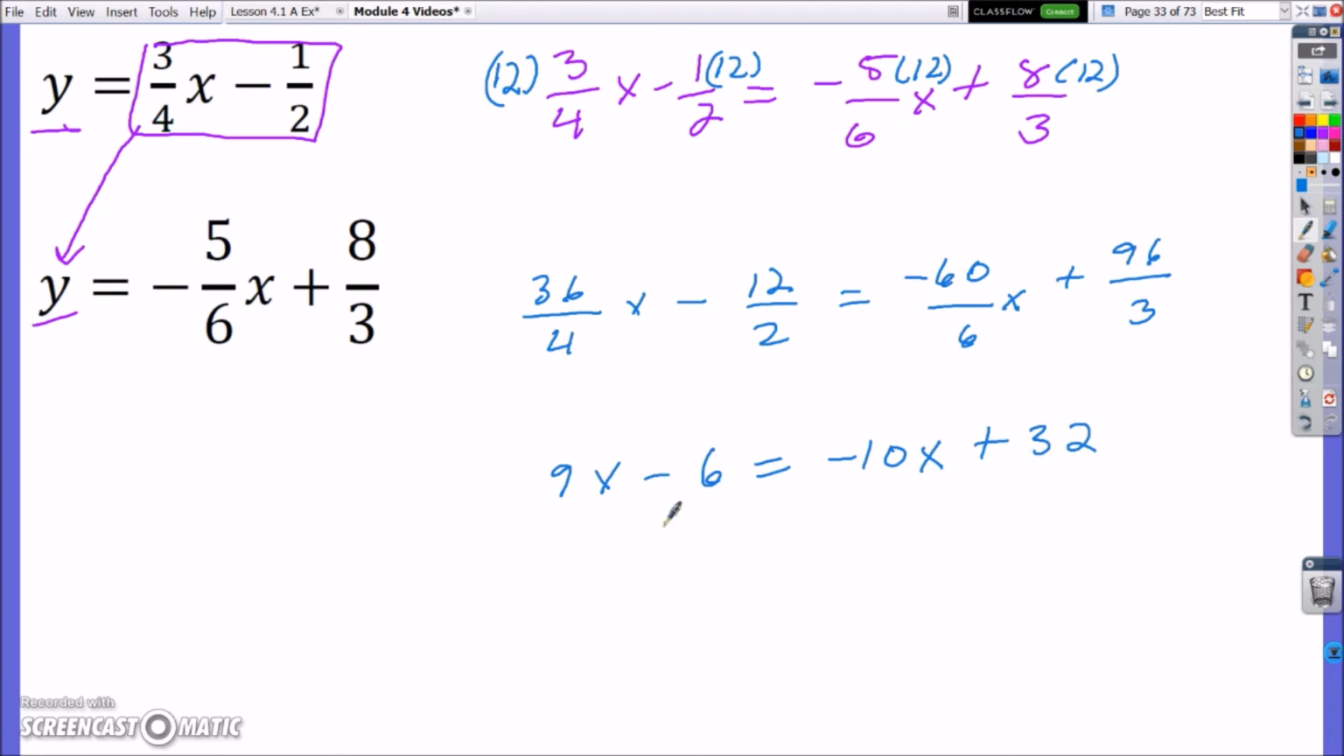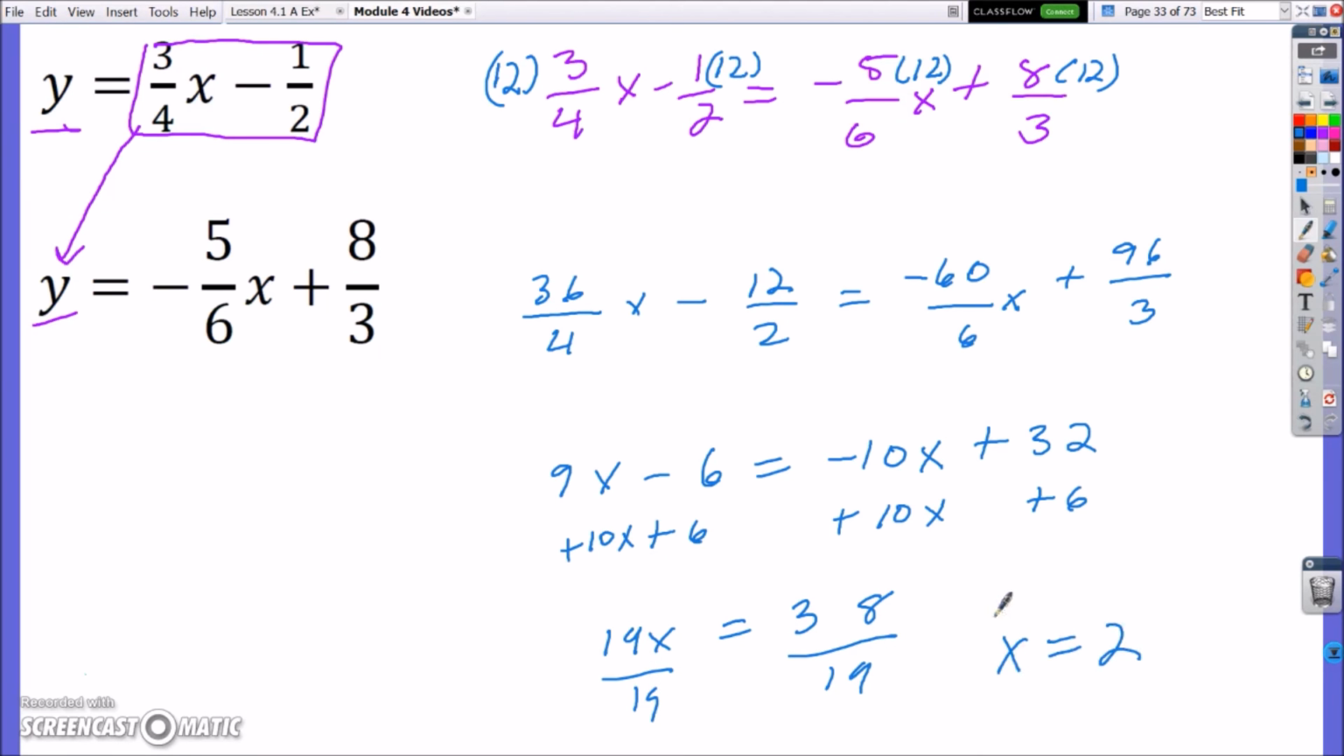All right, so then from here I would add 6 on both sides, and I would add 10x on both sides. This would then give me 19x is equal to 38. And when I divide both sides by 19, I would get x is equal to 2.